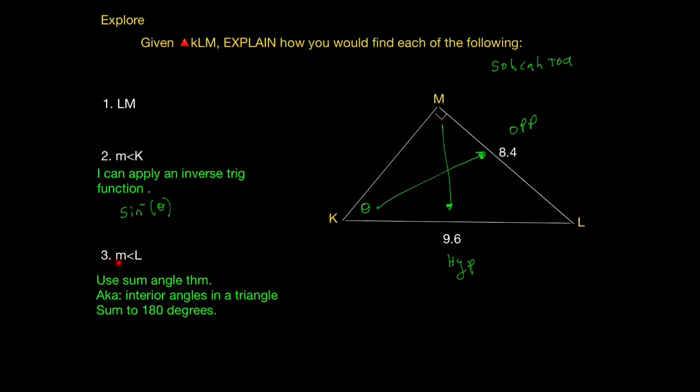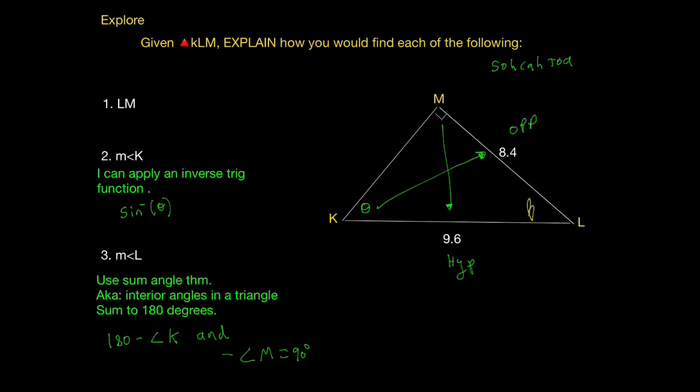To find the measurement of angle L, I'm going to use the sum angle theorem, aka the interior angles in a triangle sum to 180. So once I accomplish solving for angle K, or theta, I'm going to get 180, and I'm going to subtract angle K and subtract angle M, and angle M is 90 degrees. That's going to give me angle L. And for simplicity here, let's call angle L, I'm going to call it beta.